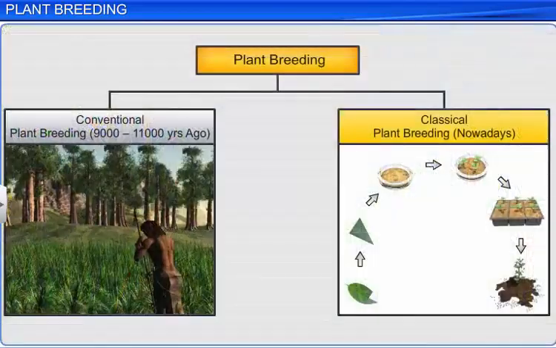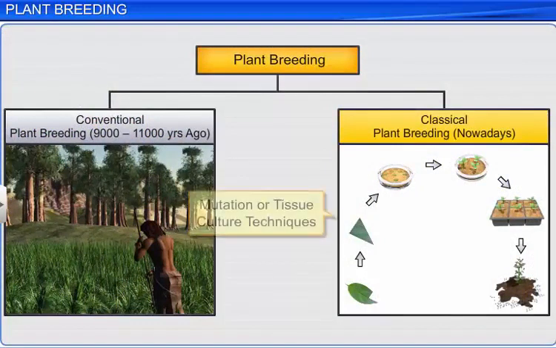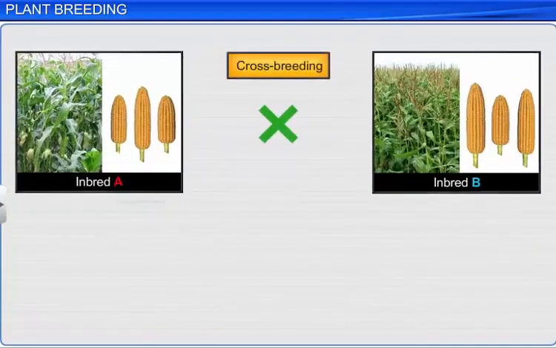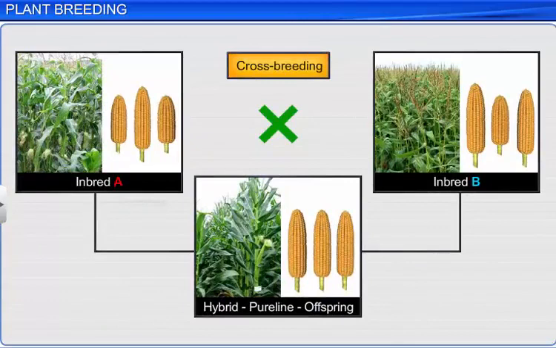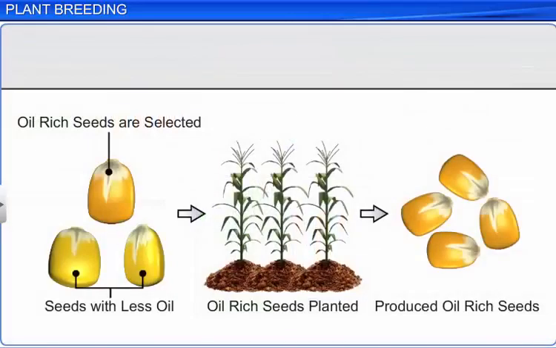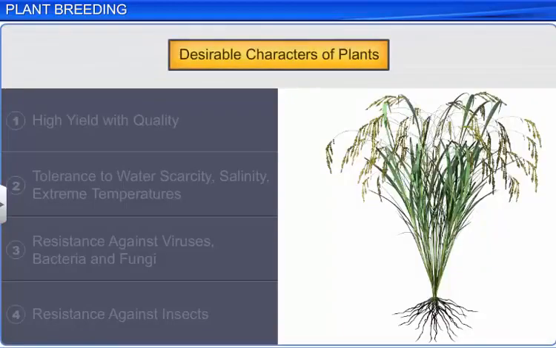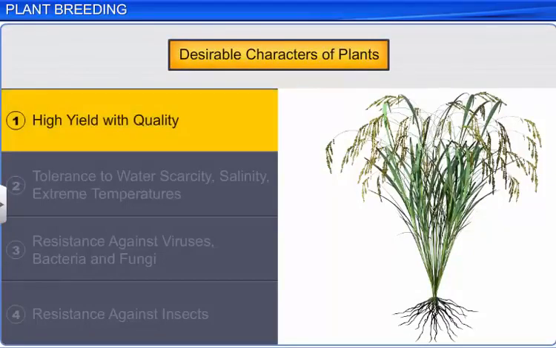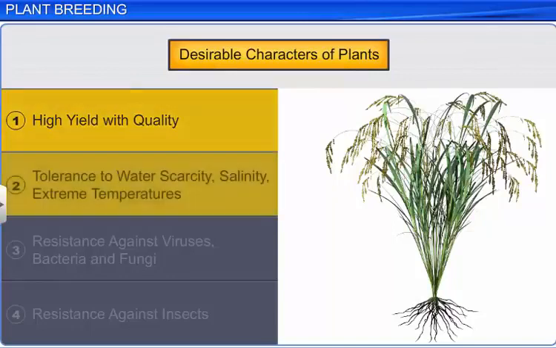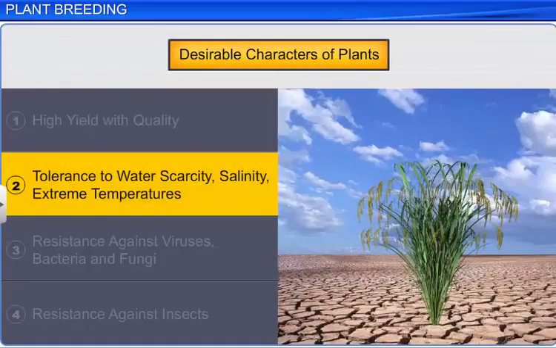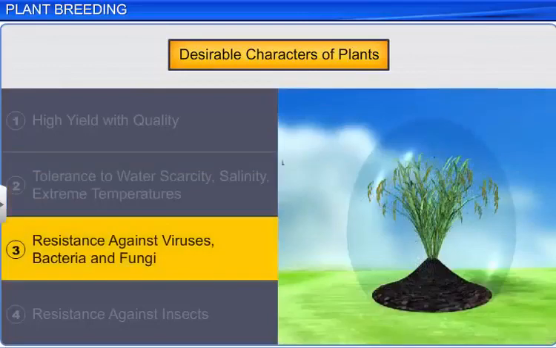On the other hand, classical breeding uses techniques such as mutation or tissue culture, followed by crossbreeding of pure lines and artificial selection of plants. The desirable characters of plants generated by plant breeding include high yield with quality, tolerance to different types of environmental stress, resistance to microbes, and pests.